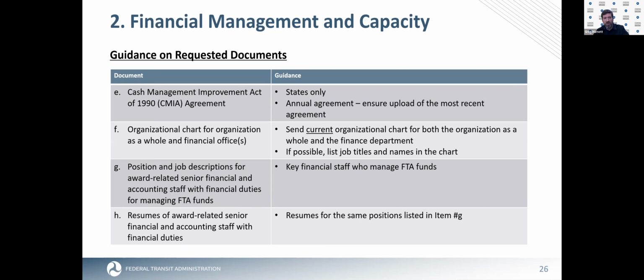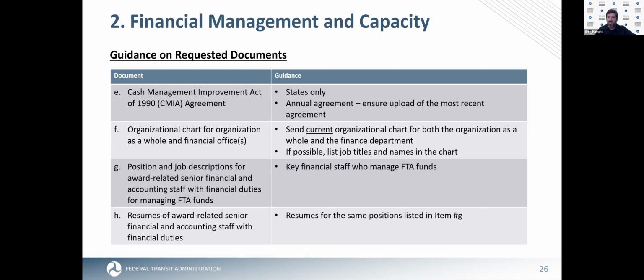The RIR asks for an organization chart for your organization as a whole that shows where either the financial office or the finance function lives within your organization. So as you can see, it will be a current organizational chart. And if possible, if you could include job titles and names in that chart, that would benefit your reviewer.